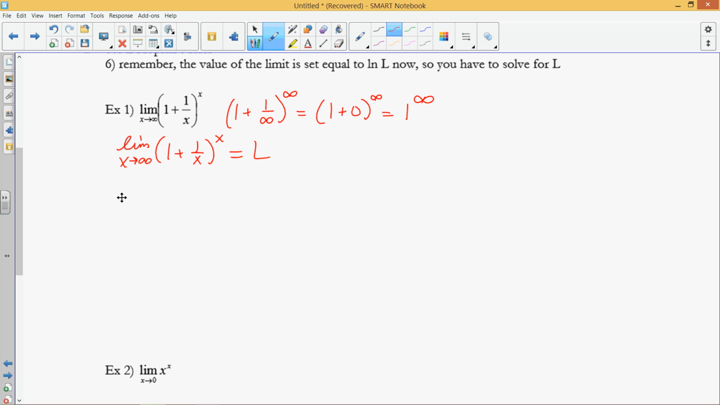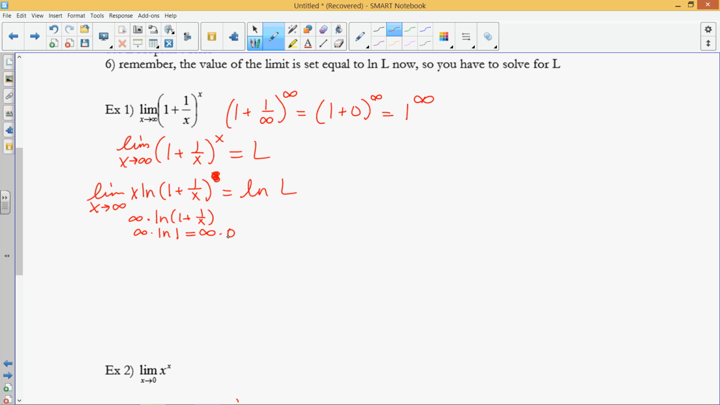Well, now I'm going to take the ln of both sides. So I am going to move my limit out in front. So I have the limit as x approaches infinity of ln of (1 plus 1 over x) to the x equals the ln of L. Well, using log laws, this x can come down in front. And now I have that. And now, if I look at the limit as x approaches infinity, I have infinity times the ln of 1 plus 1 over x, which is like infinity times ln 1, which is infinity times 0.